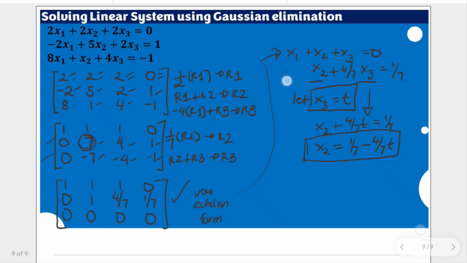And for our first equation, it will be x sub 1 plus x sub 2, which is 1/7 minus 4/7 of t, plus your x sub 3, which is t, is equal to 0. So you will have x sub 1 is equal to, subtracting 1/7 from both sides, negative 1/7. And the result of this is positive 3/7, but we are going to subtract it on both sides. We'll have minus 3/7 of t. So this is the result of x sub 1.